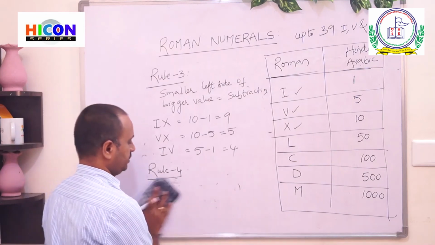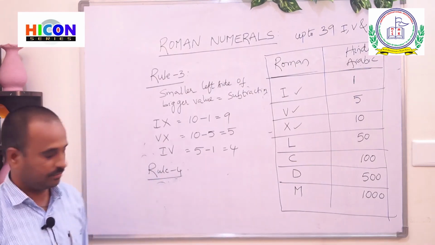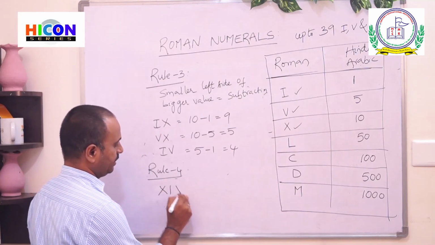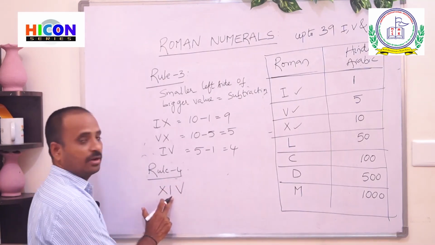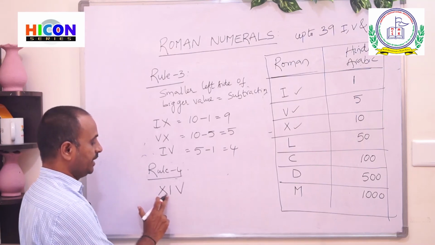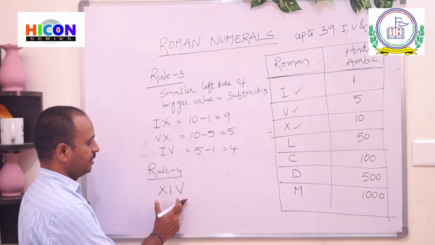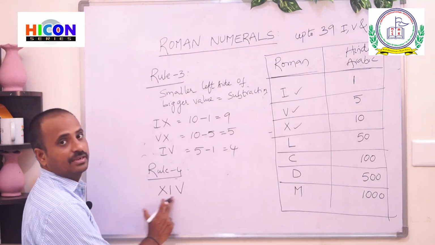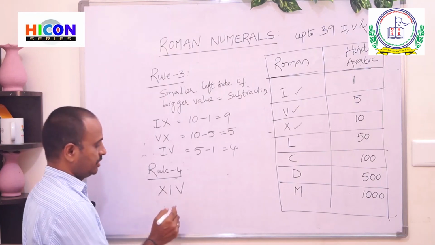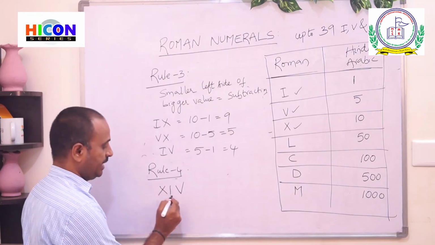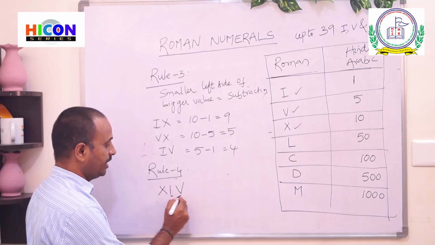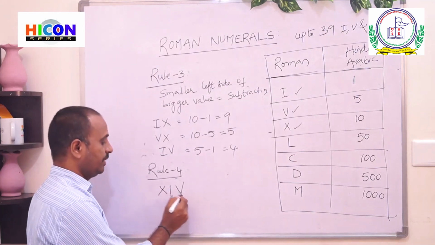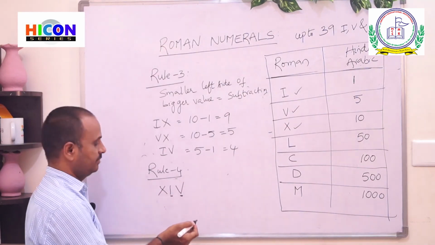So children, let us see one more example. For example, XIV. So here I is the smaller value and the smaller value is placed in between its bigger values. So X is bigger than I and V is bigger than I. So if a smaller value is placed in between its bigger values, we subtract the smaller value from the bigger value present on its right side.